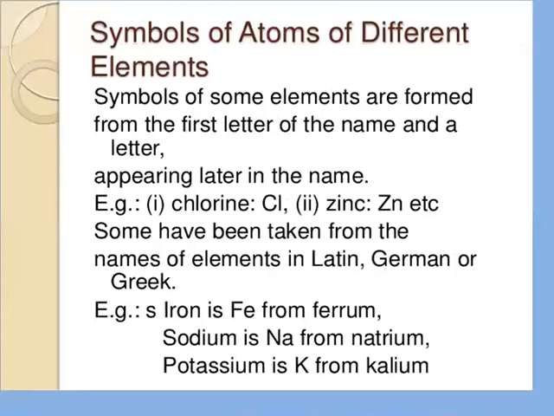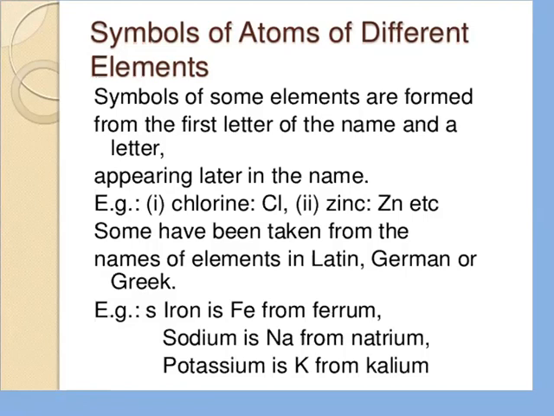So symbols of atoms of different elements in recent times are formed from the first letter of the name and a letter appearing later in the name. For example, for hydrogen, the symbol is H. For sulfur, it is S. For oxygen, O. For nitrogen, N, and so on. It also includes chlorine, Cl, zinc, Zn, calcium, Ca, etc.